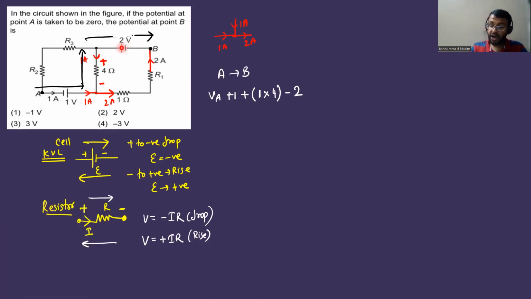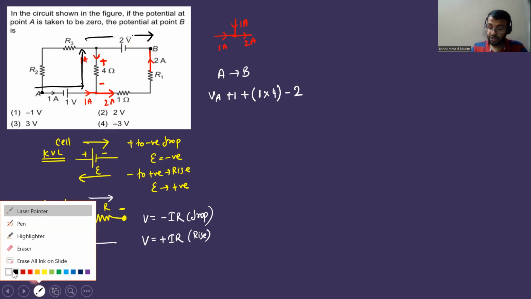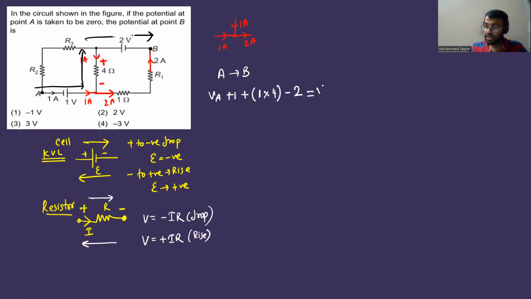Positive to negative drop. After reaching here, I reach point B, positive to negative drop, and then I reach B. So this should be equal to the potential of B. I hope you have understood how I'm applying KVL.